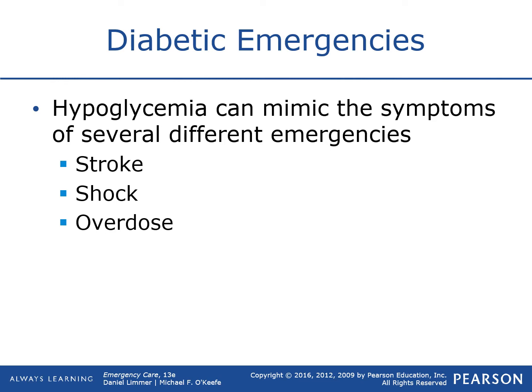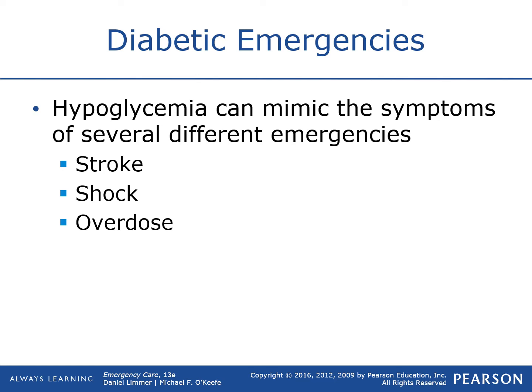Other things that hypoglycemia can mimic symptoms of is stroke. So a lot of people will think that someone's having a stroke when it's really just a blood sugar problem. So that's why any of our stroke patients, which we'll talk about stroke a little bit later, we need to assess blood sugar levels on.